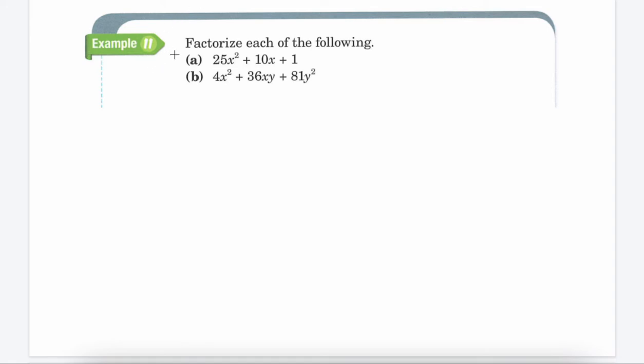So in example 11, they want you to factorize each of the following: a, 25x squared plus 10x plus 1, and b, 4x squared plus 36xy plus 81y squared. Go ahead and pause the video, see if you can figure this out on your own first.